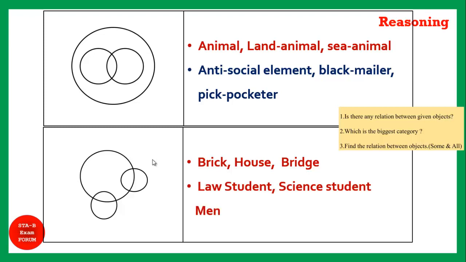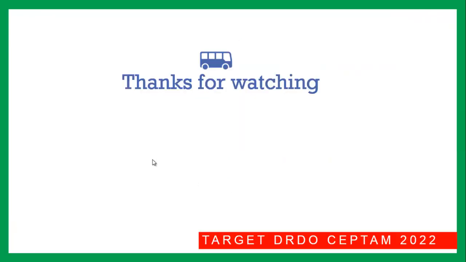Law student, science student and man, again this represents the same thing. Man is the biggest category. You can have a look at it, whatever we told you. So this is the theoretical portion of logical Venn diagrams.